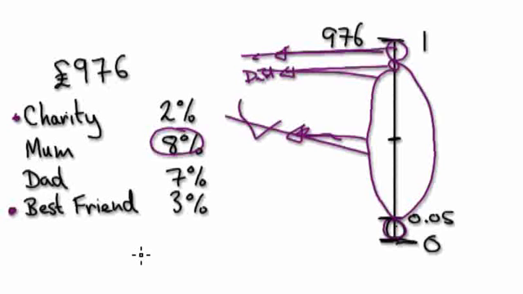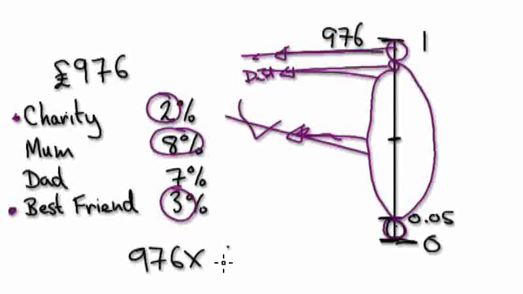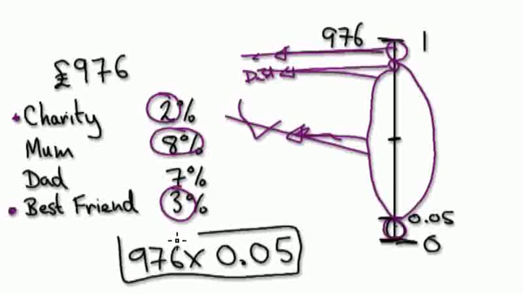Would be your whole amount, 976 times, well, I know this is going to be a total of 5%, so times 0.05. Okay, so if you punch this into your calculator, this will represent how much money will remain with non-family members. So it really depends on the question being asked.